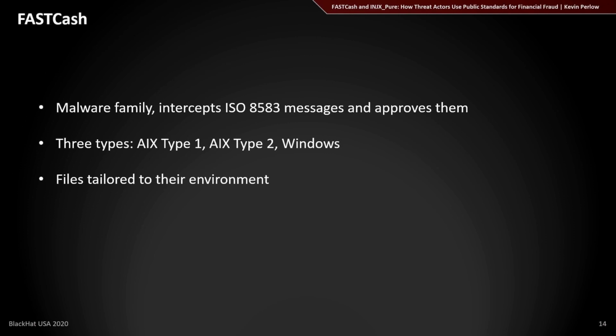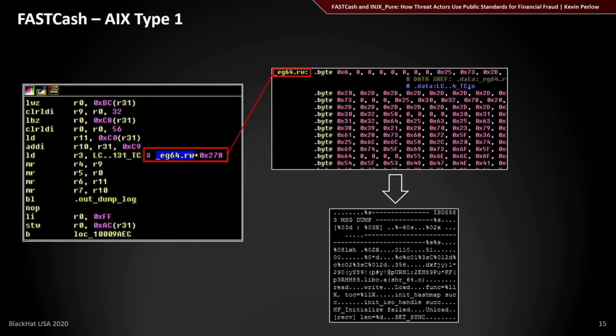Now, all three of these are tailored to the environments that they work in. And the reason for that is that there are slightly different implementations of ISO 8583 depending on your own architecture and depending on the payment provider that you use. So whether you use Visa or MasterCard or Star or something along those lines, there are going to be some different implementations or interpretations of the standard.